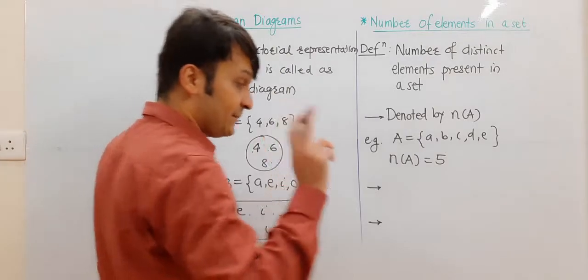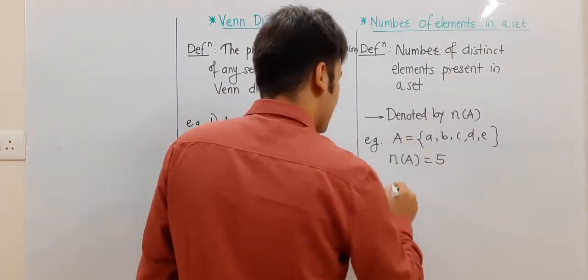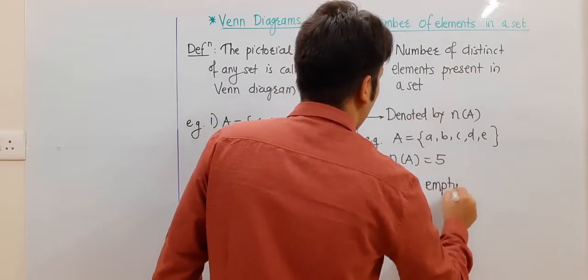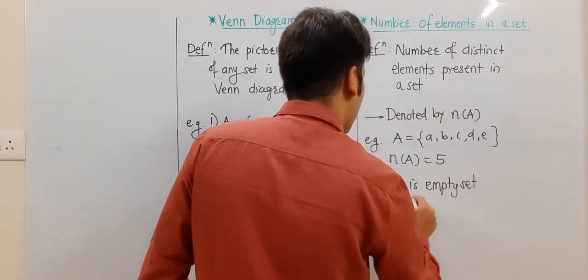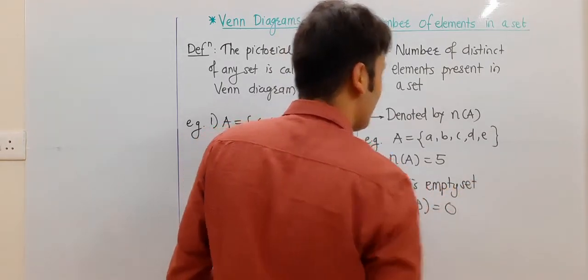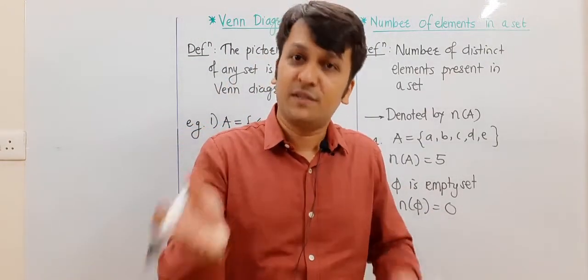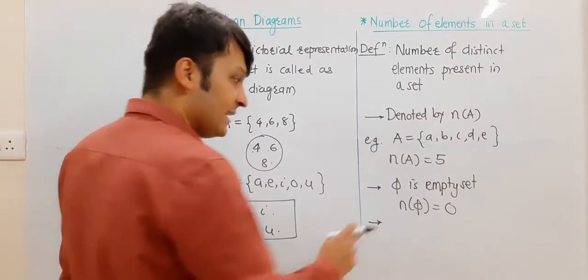Correct? Next is important. Phi is the empty set. You know this one? Phi is the empty set. Then what will be n(phi)? n(phi) will be 0. Why? Because if the set is empty, the number of elements in the set is 0.